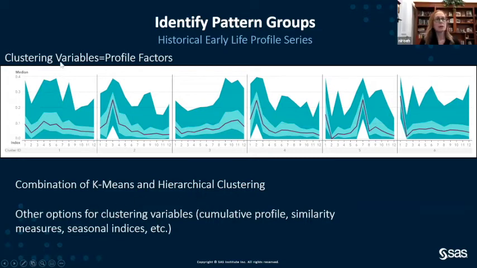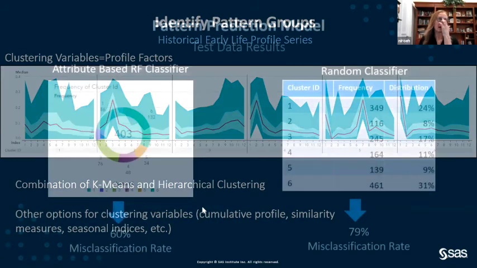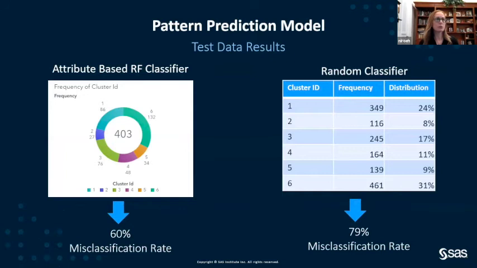Thank you. Of course, there are other types of clustering variables that can be used, but for this example we use the profile series. Now, in terms of pattern prediction models, here are some test results. We use the random forest classifier here, and the results are not great. We obtained a 60% misclassification rate, but it's still an improvement over the random classifier. If we were to just randomly assign a cluster based on cluster frequency, we would have an even worse classification rate. So it is an improvement. Not great. There's more work to do, but with limited attributes, that was our conclusion for the pattern prediction model.